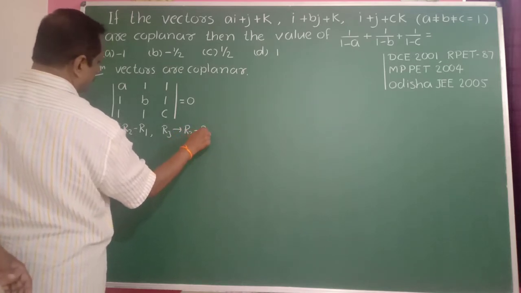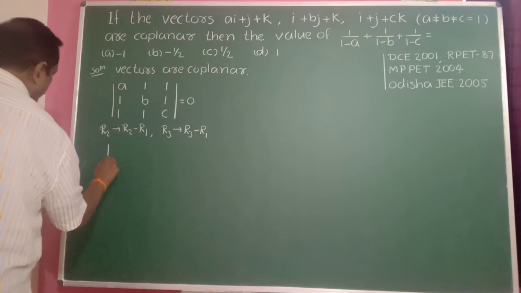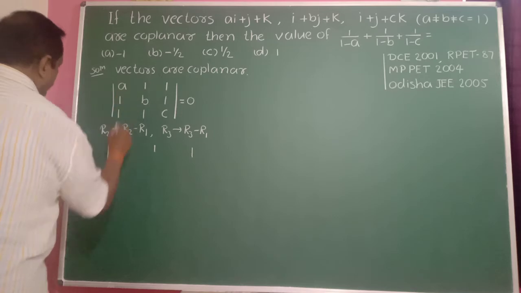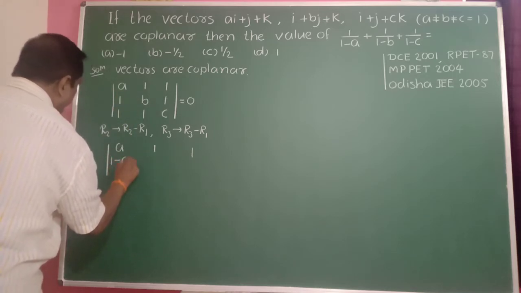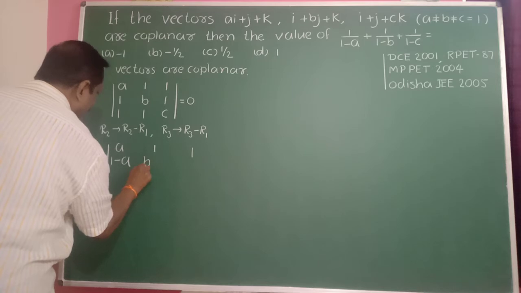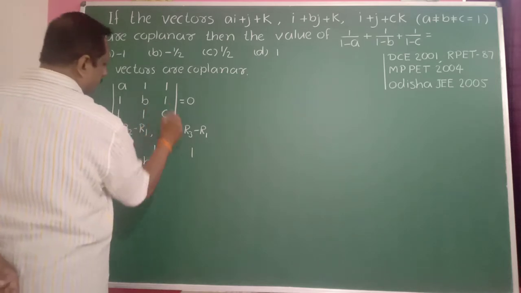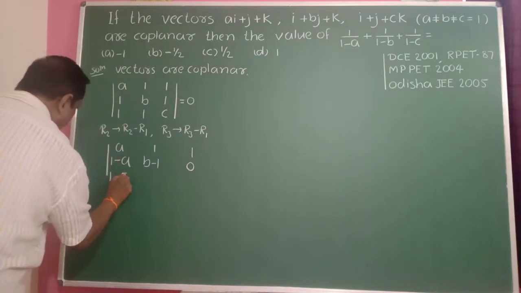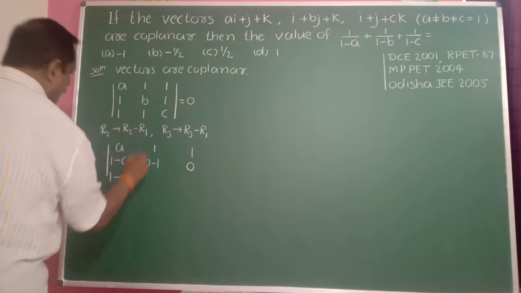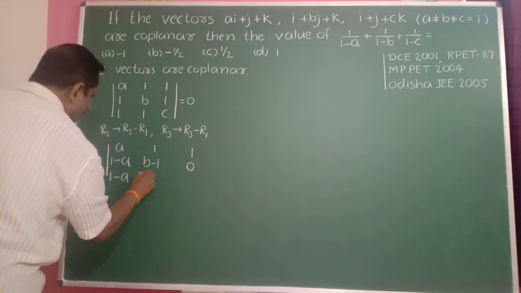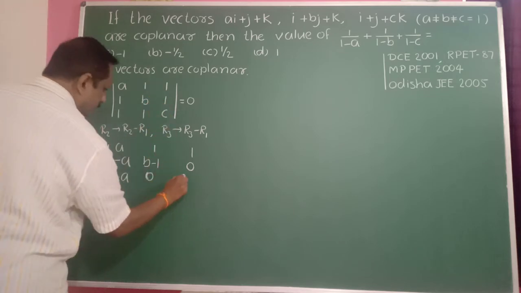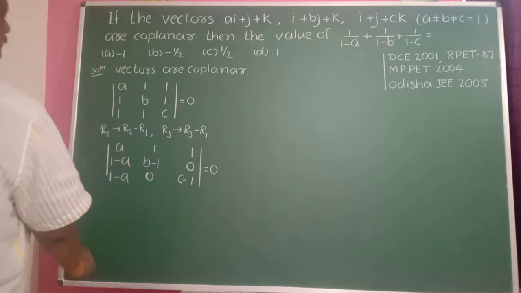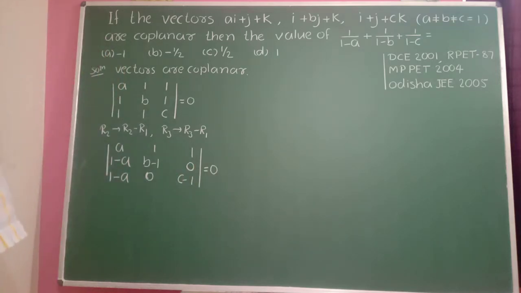So the determinant of A, 1, 1 here; 1 minus A, B minus 1, 0; 1 minus A, 0, C minus 1. That is equal to 0. Then expand it.